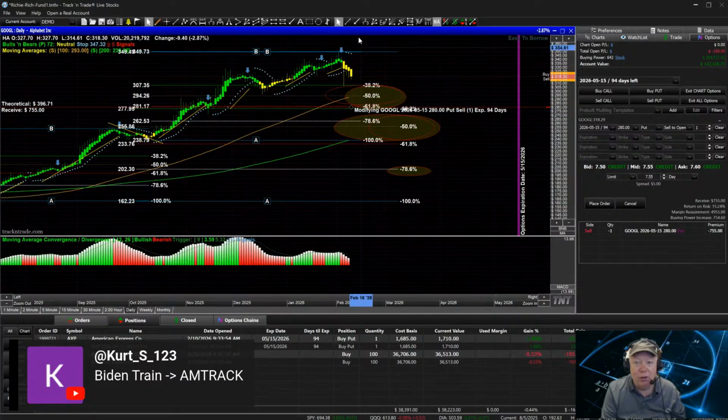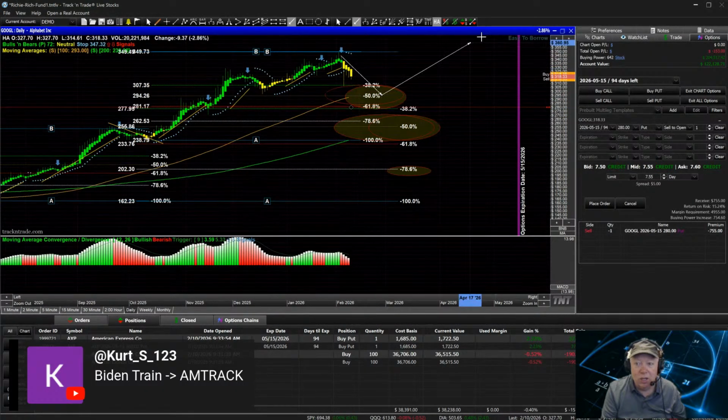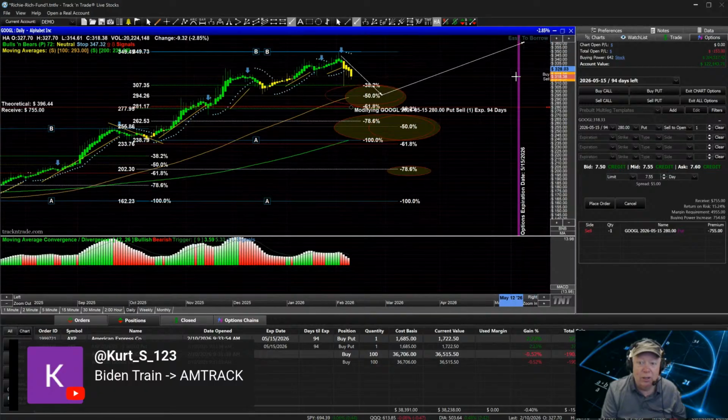If it doesn't come down, what if it turns around and goes all the way? What if it does this? It comes down here and then goes all the way up here and touches the purple line. Well, you don't get your 100 shares, but you do get your consolation prize of $755. There you go. Now, 100 shares of Google is $28,000. So if you're going to buy $28,000 worth of Google anyway, you might as well do it with an option because they're going to give you $752 to do it with.